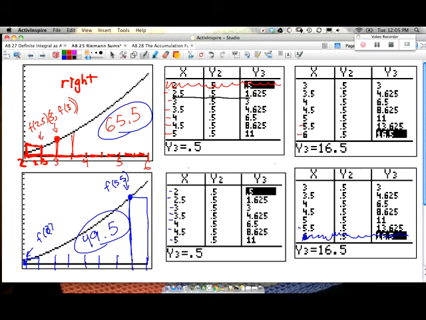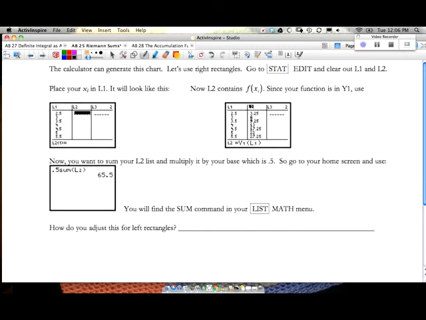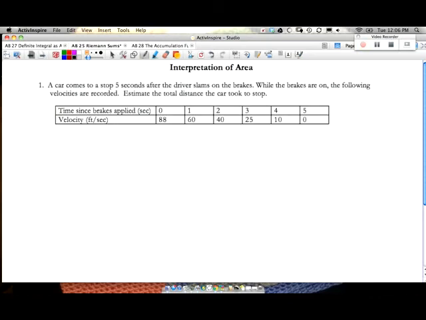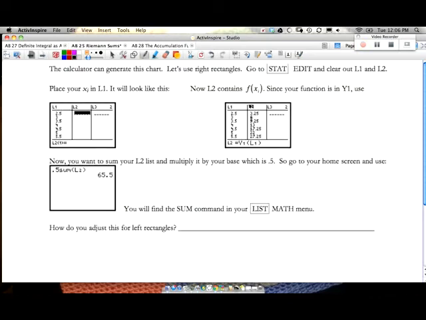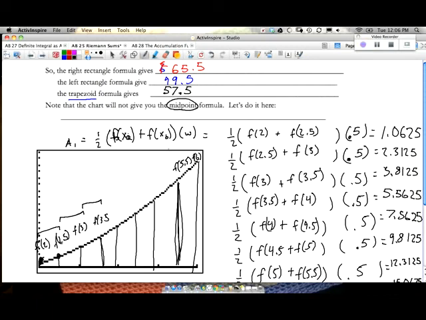So let's try and come up with that number and then multiply it by 0.5 and find the area. So I'm going to insert another, and you can do this the way that it lists here on the calculator through this whole method here, but I don't really need to do that. It says the calculator can generate this chart. This is doing it with right triangles. We can adjust it for left triangles so you can make those charts, but we really want to do the midpoint. So I want to look at how to do this with a midpoint.